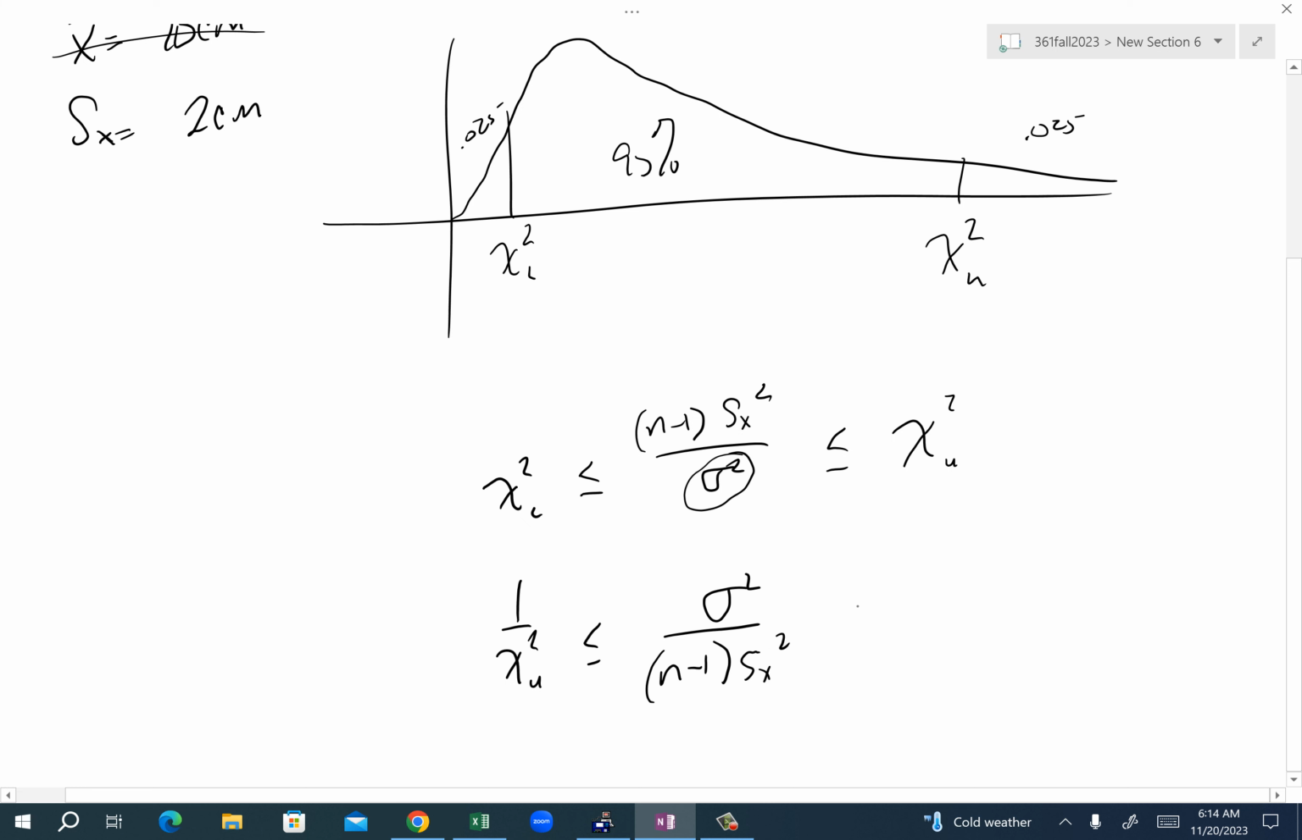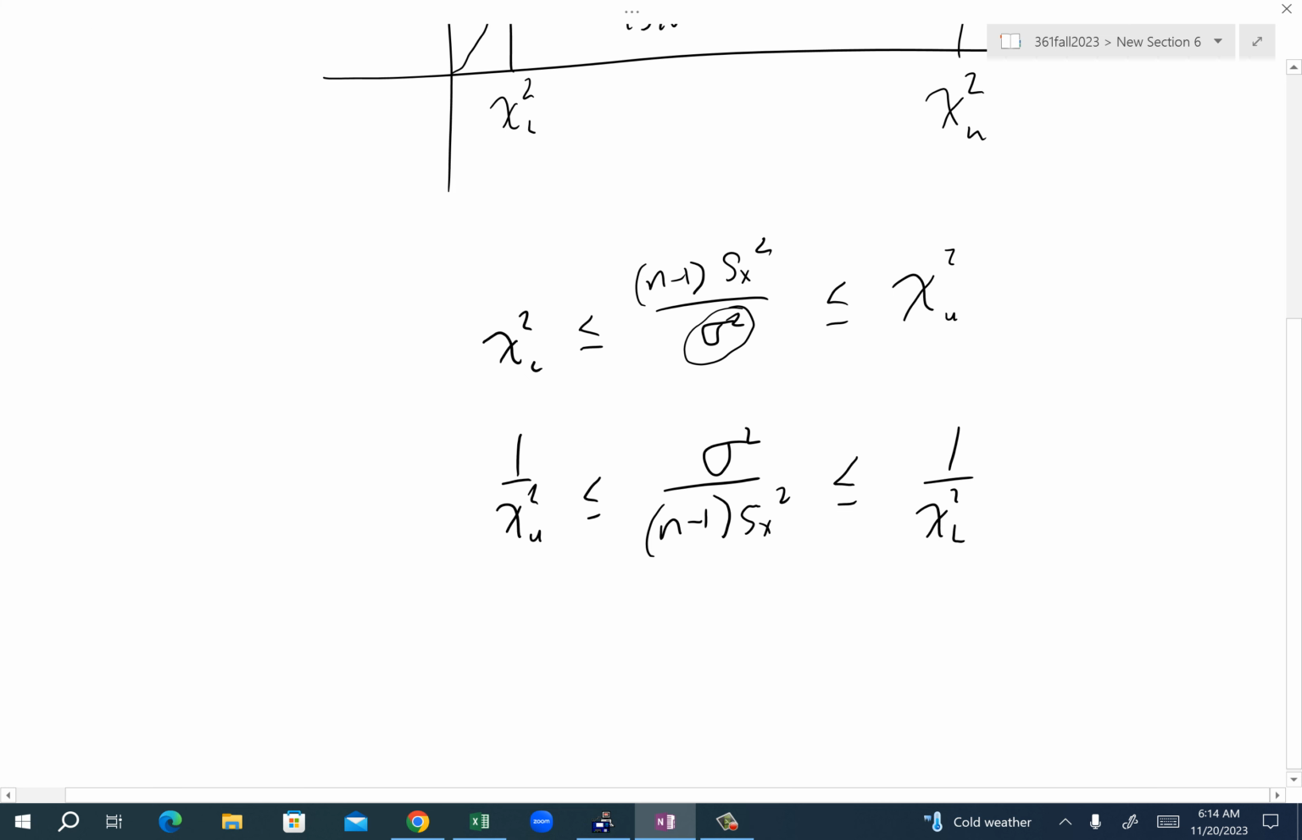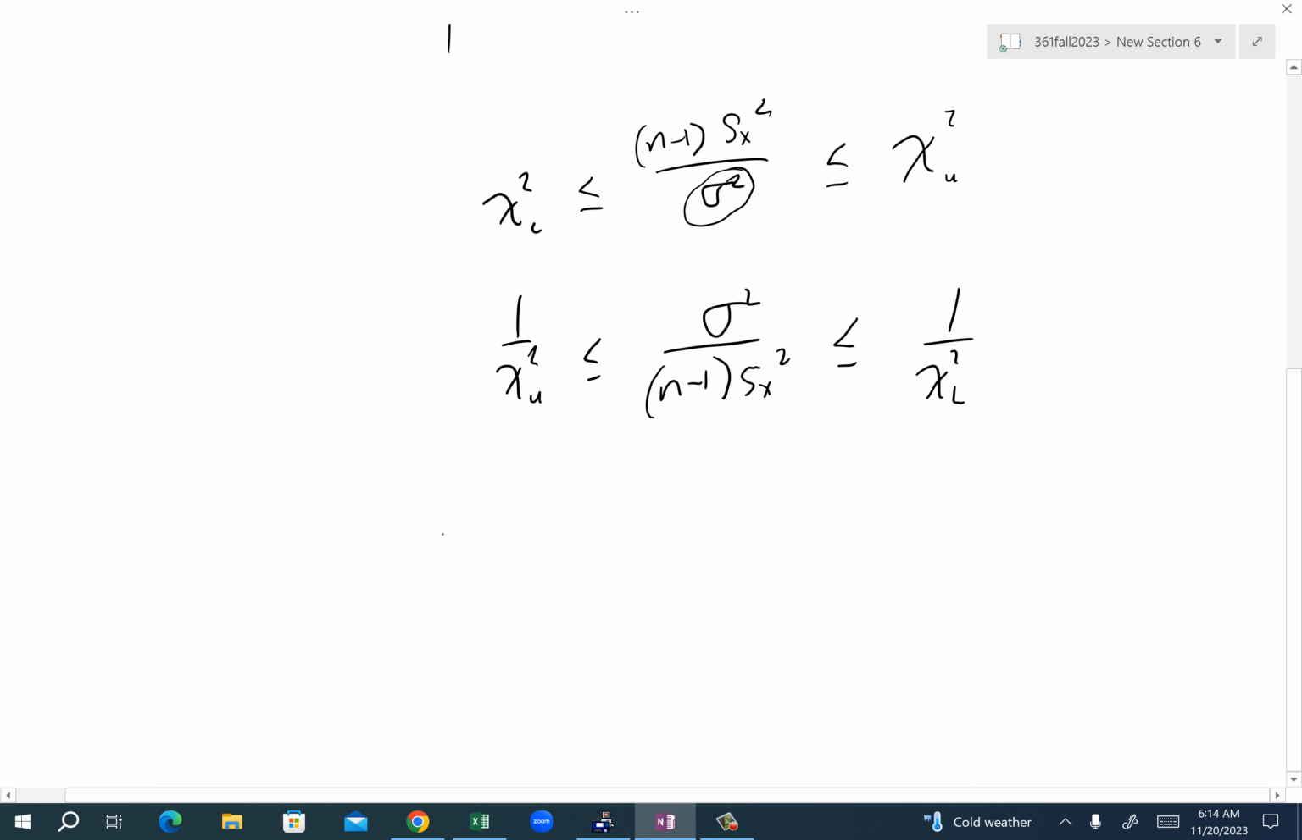By the way, write this part down. I'll tell you when I get to the part where you should write it down. Nice. And then you simply want to solve for sigma squared, rather. So you're going to have n minus 1 sx squared over chi-squared upper, then sigma squared.